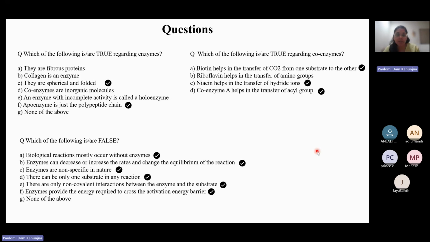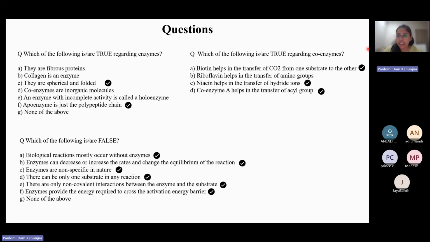Yes, enzymes are coenzymes. Please remember, coenzymes are organic. Inorganics are called cofactors because they are ions. So cofactors, remember that. An enzyme with complete activity is called a holoenzyme. Apoenzyme is just the polypeptide chain, which is basically the enzyme. Apoenzyme plus its cofactor is called the holoenzyme.